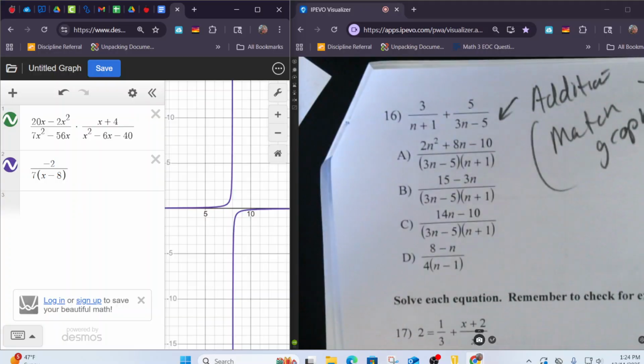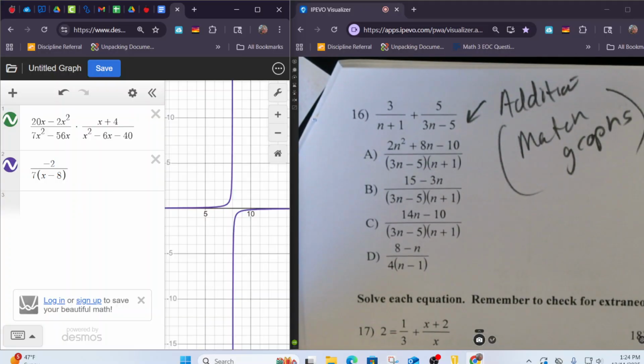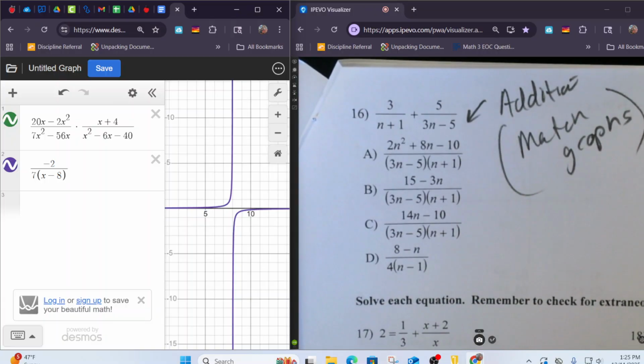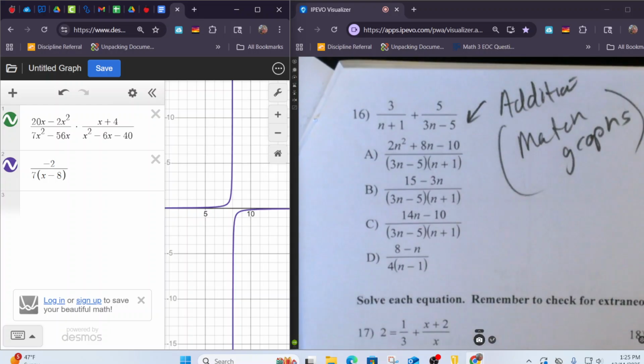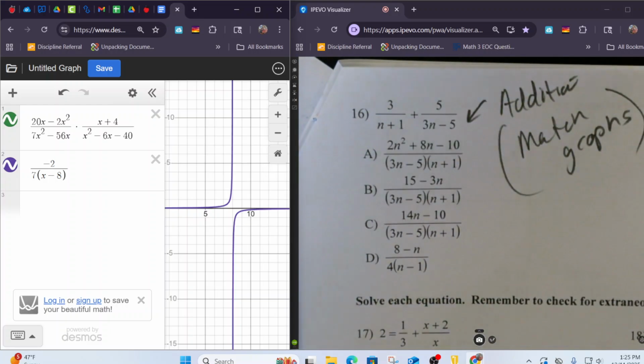If you're adding these, you can also match the graphs on those too. You'll probably have some of these on there. It doesn't have an equal sign, so you're not trying to solve anything. You're just trying to match the graphs. That's all you're doing.